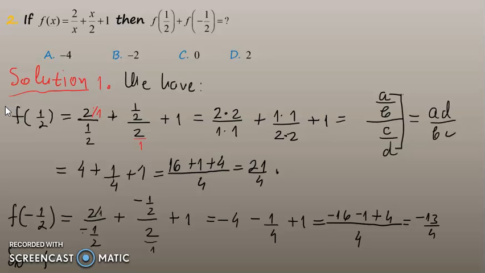So f of 1/2 plus f of negative 1/2 will be exactly what? 21 over 4 plus negative 13 over 4. And this is exactly 8 over 4, which is 2. And we are done. So the correct answer is D.